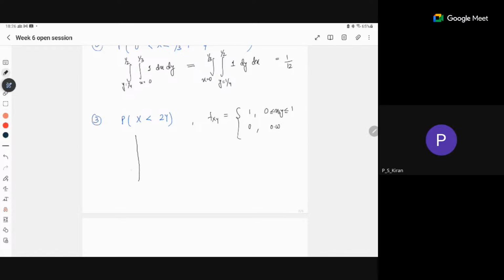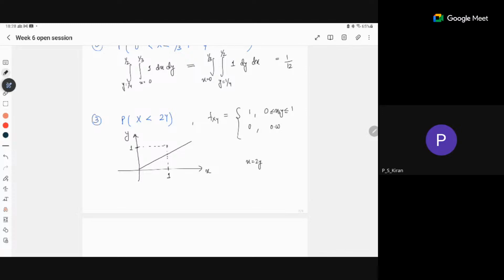So how does it look? If we plot the 2D picture, this is my x and this is my y, and I'm saying x is less than 2y. This is the region where x is less than 2y. So for that we need to plot x equal to 2y. For y equal to 1, we have x equal to 2. So something like this, let's say this is my x equal to 2y. And my support of x, y is 0 to 1, 0 to 1. So this is 1 and this is 1. Just draw the support. This is how it will look.